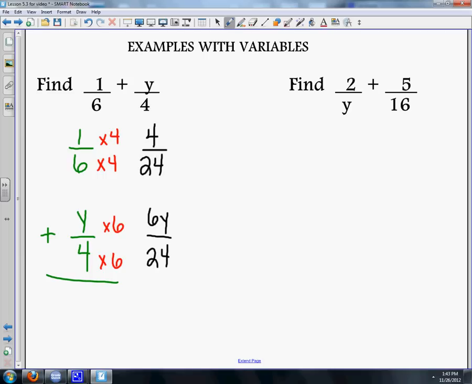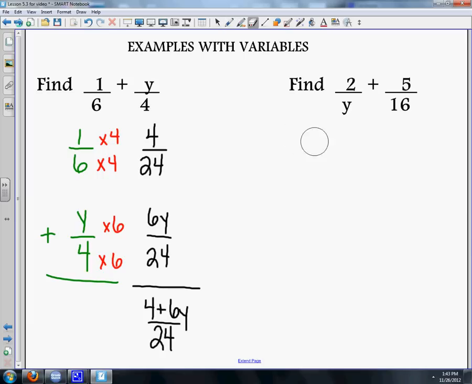Now, in order to add them, to get my answer, I keep my denominator the same. Everybody knows that. You keep your denominator. And then what you do is you just combine the two numerators, 4 plus 6y. I can't make it into 10y because the 4 is not a y. Just the 6 is a y. So you just have to leave it like that. Just leave it as 4 plus 6y. They're two different things.